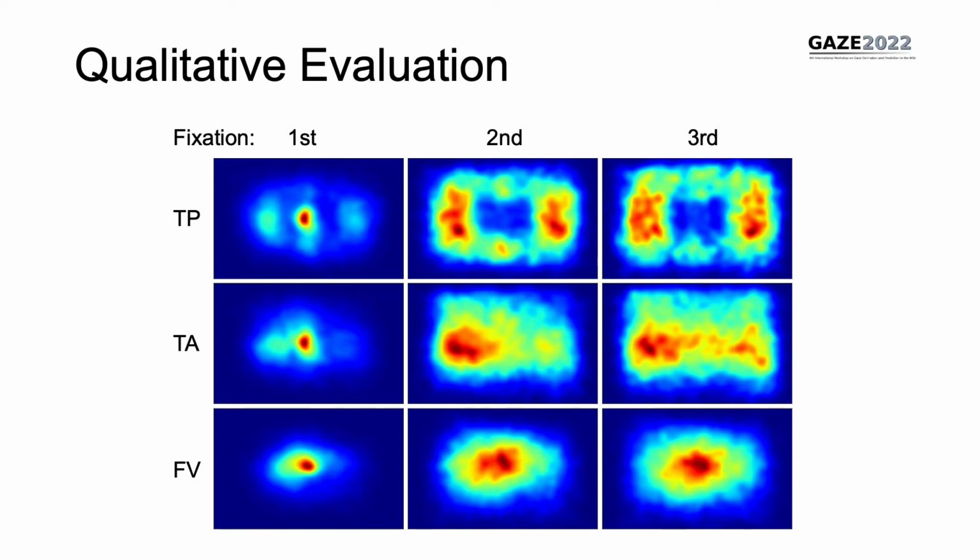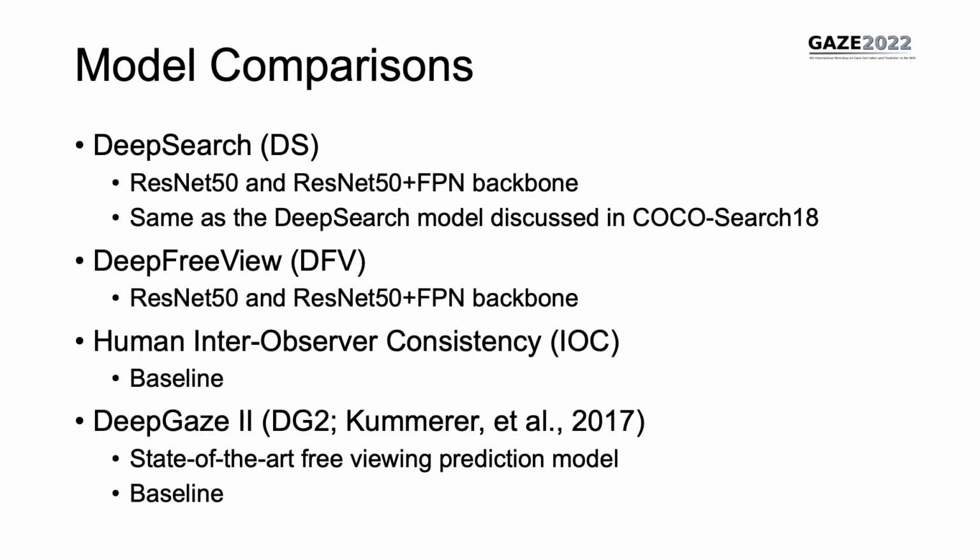We explored two ResNet-50-based architectures for our model comparisons. Given our goal of comparing TA search to both TP search and free viewing behavior, we manipulated whether models were trained on TA, TP, or free viewing fixations. Specifically, we trained deep search models on TP or TA fixations and trained deep free view models exclusively on free viewing. We also include DeepGaze 2 and human IOC as baselines.